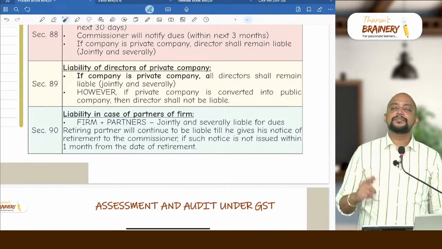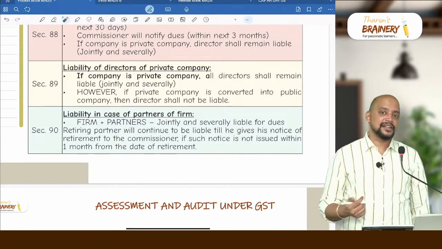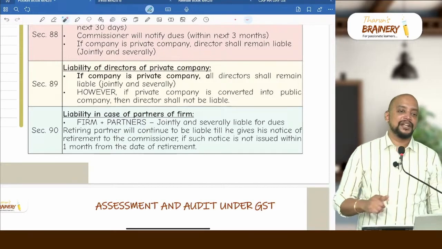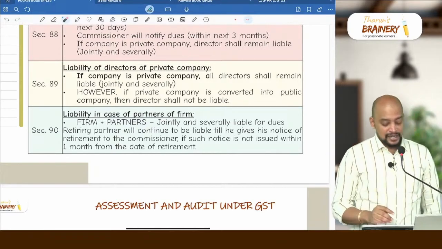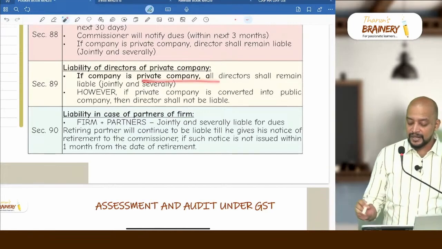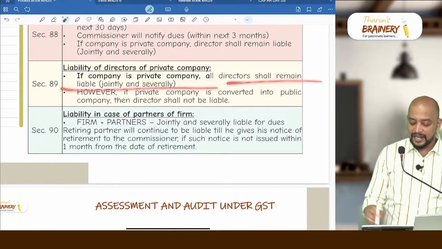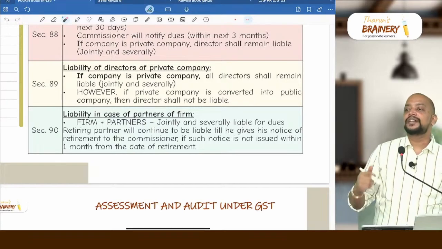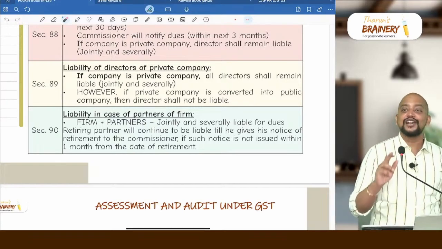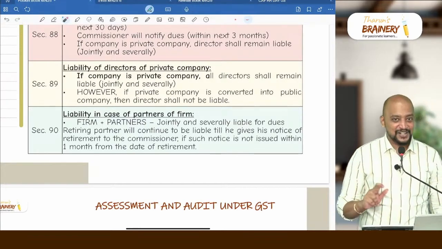of the company. Sir, but a company is a limited liability company, na sir? Yes, for shareholders only limited liability, not for the director. So for the director there is unlimited liability. Okay, so that is this. If a company is a private company, all directors shall remain liable jointly and severally. So just like that, when someone is telling you become the director of my company, be careful. Unless you know them, don't become a director of their company.